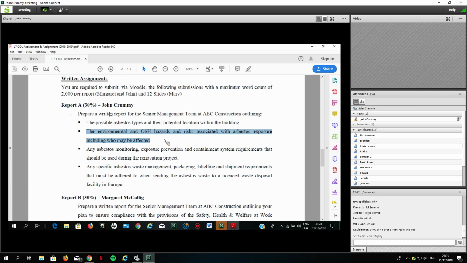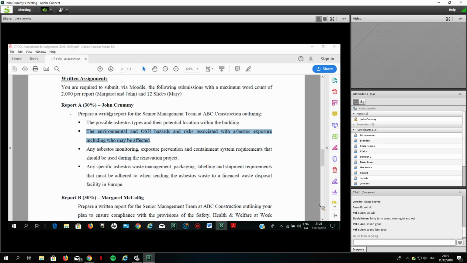So what else did I have to say in that? In relation to the end of that sentence, including who may be affected, that was the big one there as well. The who may be affected would include members of the public for the environmental exposure, and workers for occupational safety and health: workers, contractors, and any visitors, which can also include trespassers. Okay, so that's two.